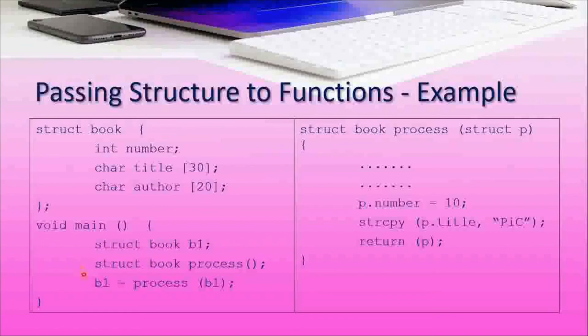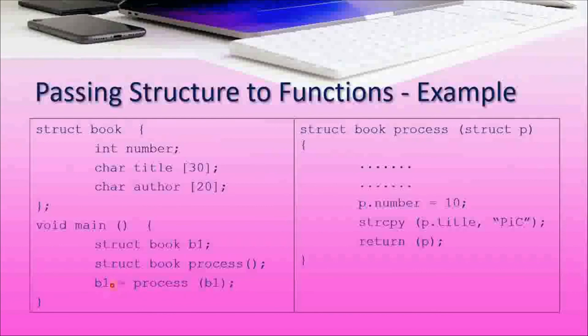See the function prototype for the structure type. So for the structure type function prototype, it is to be declared as struct. The value that is being returned by the function process is struct itself. Then book, the book is the struct type. Then process, the process is the function name. Struct book process, and then the brackets. Then b1 equal to process b1.